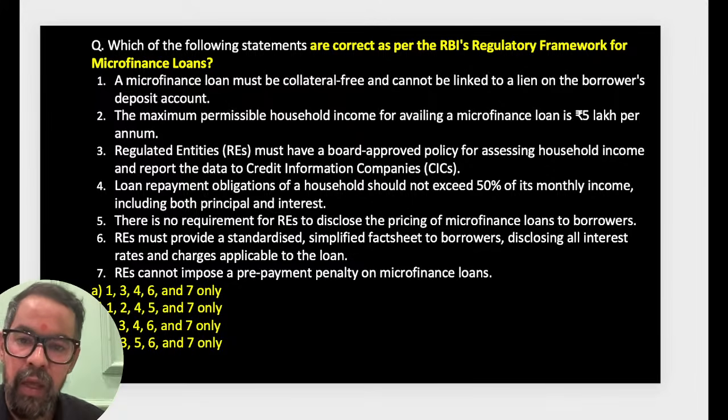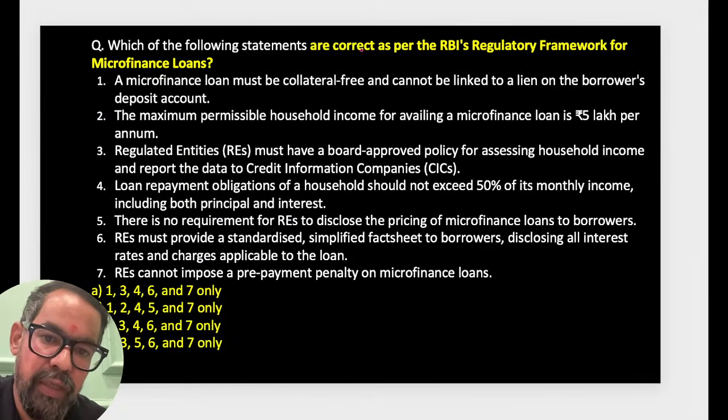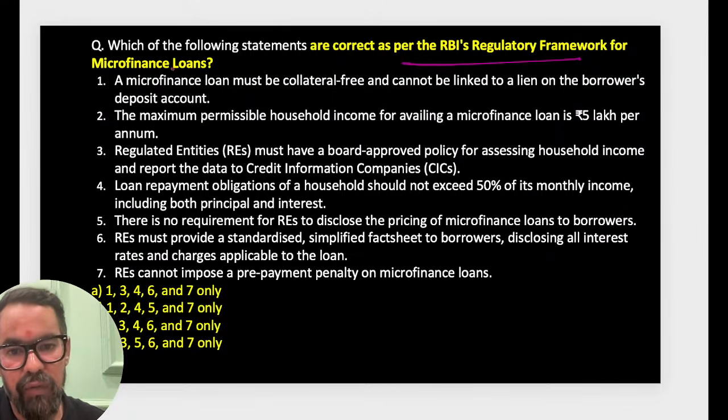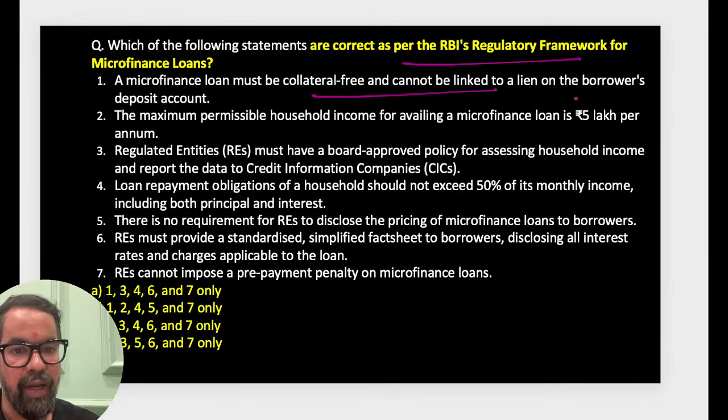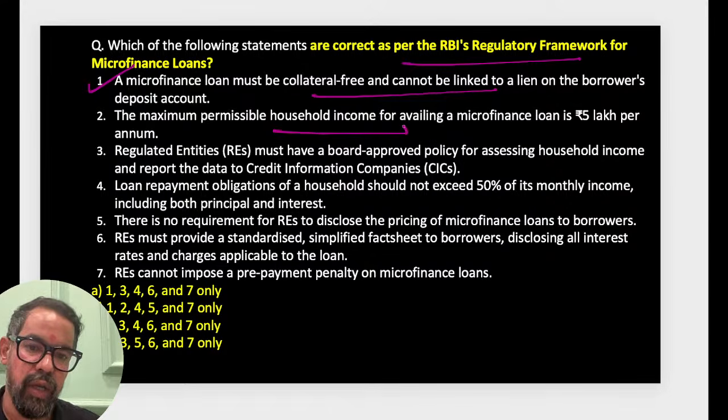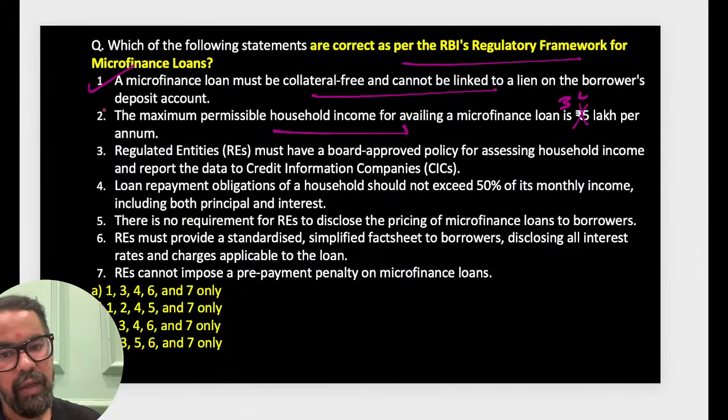चलो. Which of the following statements is correct about the RBI regulatory framework for microfinance loans? A microfinance loan must be collateral free and cannot be linked to a lien on borrower's deposit. ट्रू है पहला स्टेटमेंट, ठीक है. The maximum permissible household income is 3 lakh. No, it is 3 lakh for rural, ठीक है. 3 लाख पर एनम, this is wrong.